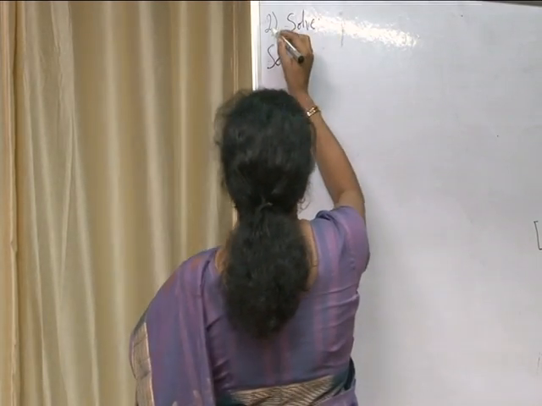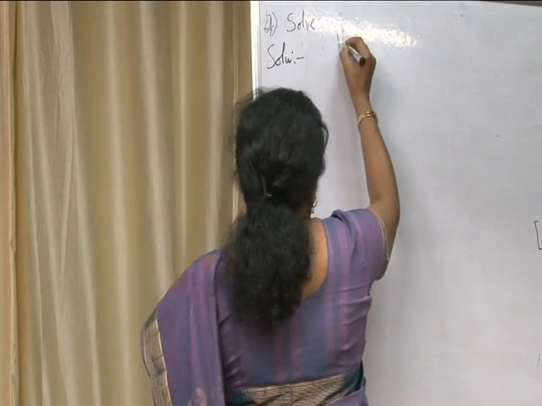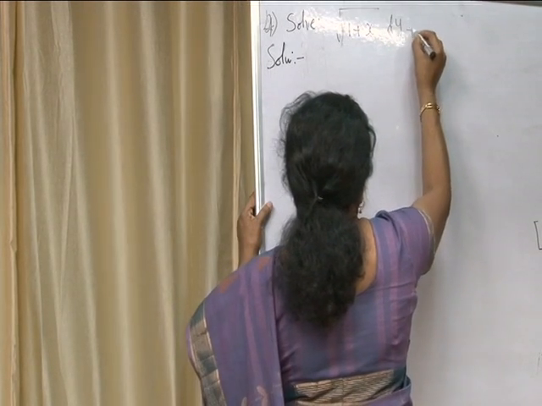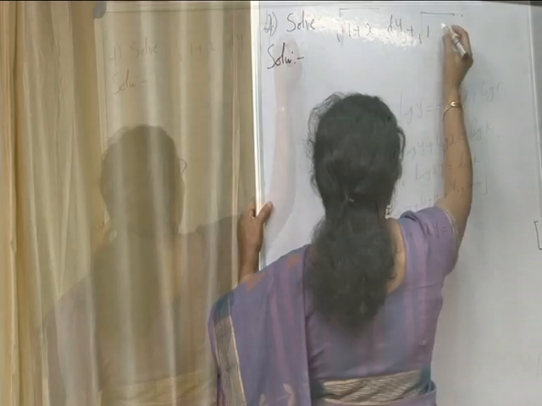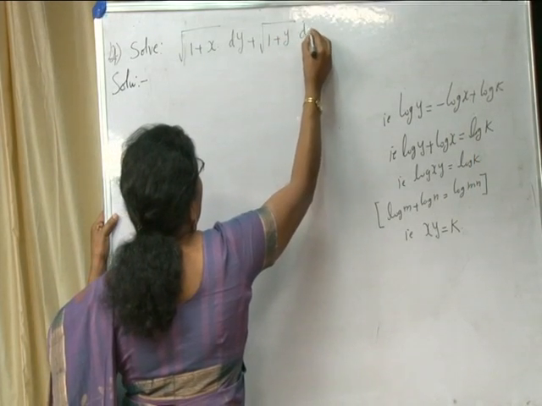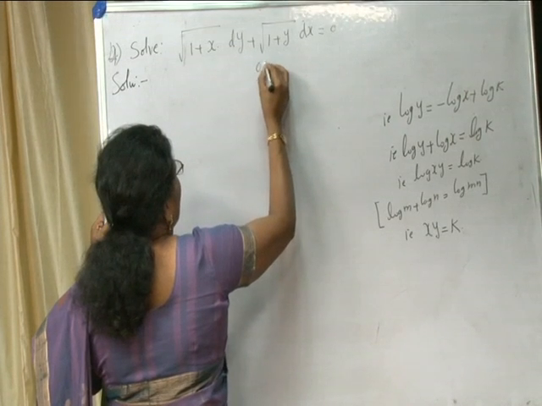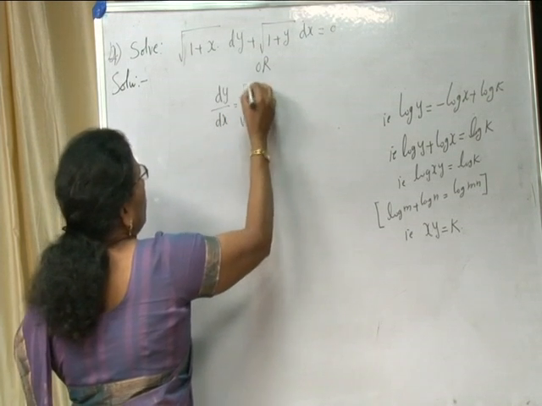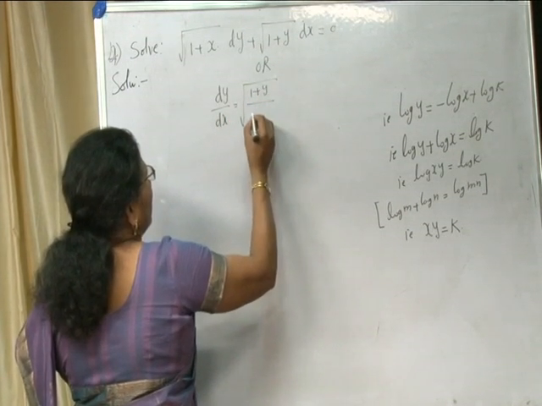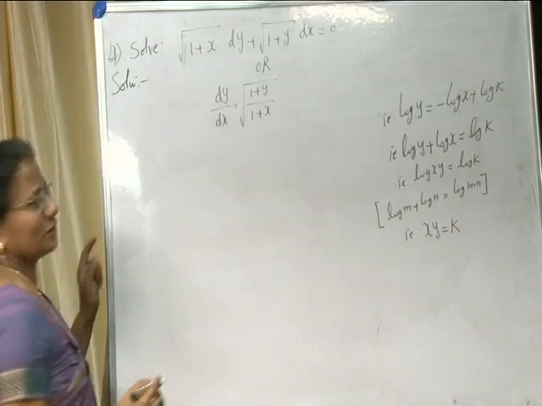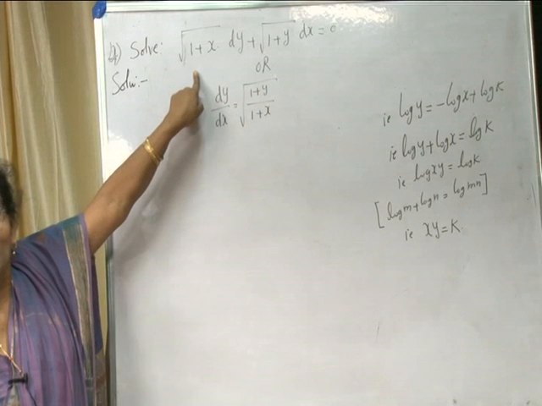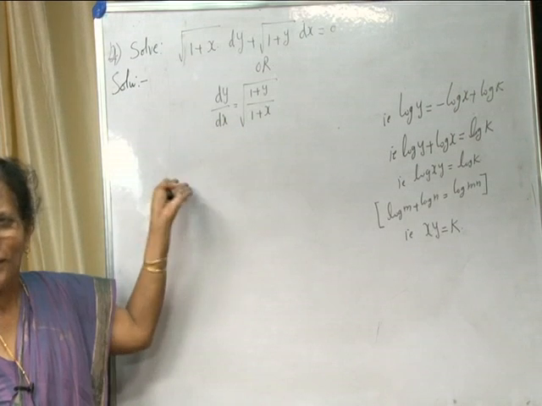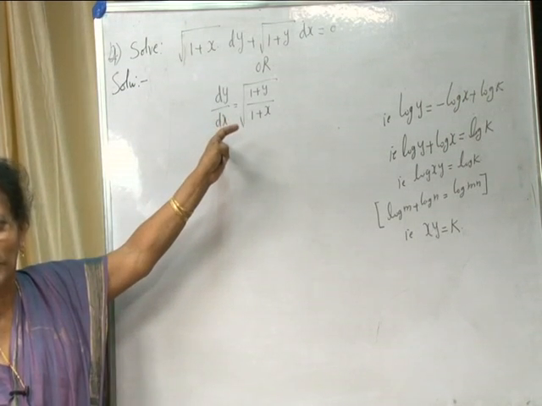Solve: square root of 1 plus x dy plus root of 1 plus y dx is equal to 0, or dy by dx is equal to minus root of 1 plus y divided by root of 1 plus x. Both are one and the same. If they give like this, you take one term in LHS and the other term in RHS. When it is given in this form, you can directly do the cross multiplication.